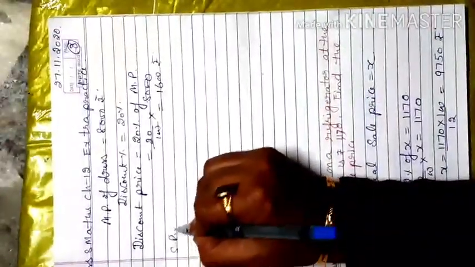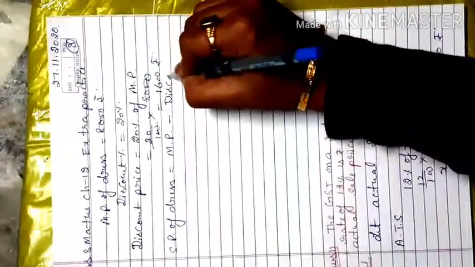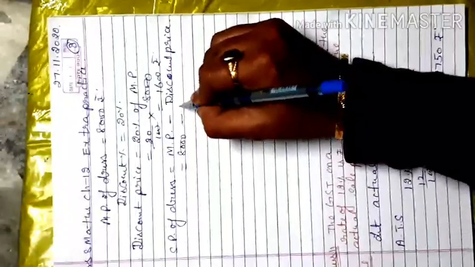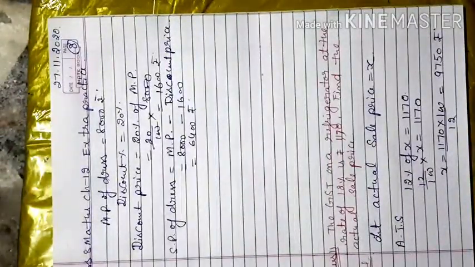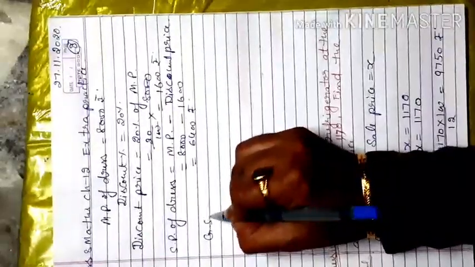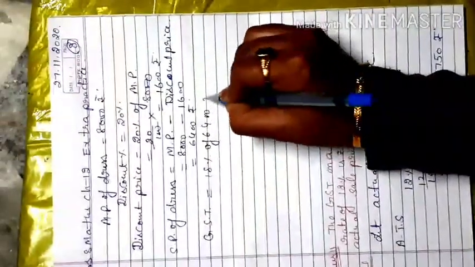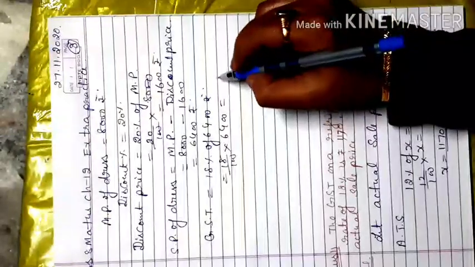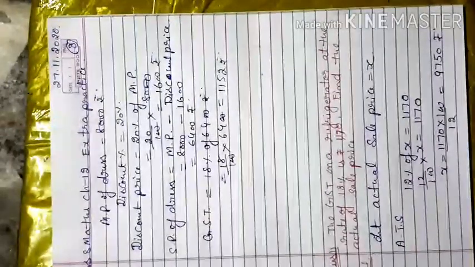The selling price of the dress is equal to the mark price minus the discount price. So that will be the selling price set after the discount. 8,000 minus 1600 gives you 6400 rupees. That means the dress cost now after discount becomes 6400. Now when Megha wants to buy this dress, she has to pay the GST also. GST is always calculated on the final amount paid by the customer. So that is 18% of 6400 rupees. When you calculate 18 by 100 into 6400, you get 64 into 18, that is 1152 rupees. That is the GST amount.